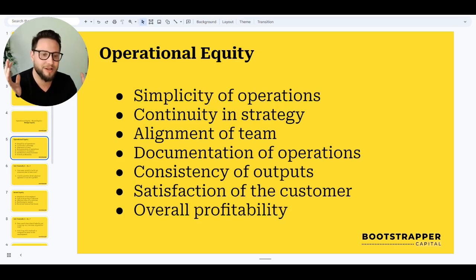Operational equity on its own could be its own video, let alone its own masterclass, let alone its own journey that is investpreneurship and building a better business, right? Because simple operations definitely work. And if you can focus on operational excellence, you're building operational equity, you have a simple, profitable business. So I don't want to oversimplify the importance of operational equity. But when we're talking about it, it's really about focusing on simplicity of operations, right?